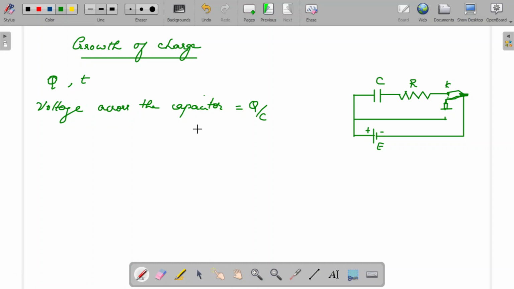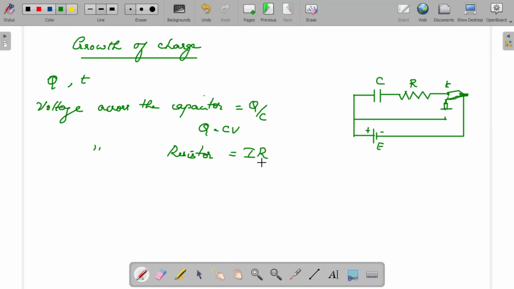You might have learned Q is equal to C times V, right? So the charge in the capacitor is the product of the capacitance and the voltage. So you can write the voltage across the capacitor V as equal to Q by C. Now you know the voltage across the resistor. That is quite easy. It is I times R, where I is the current flowing through the circuit and R is the resistance value.